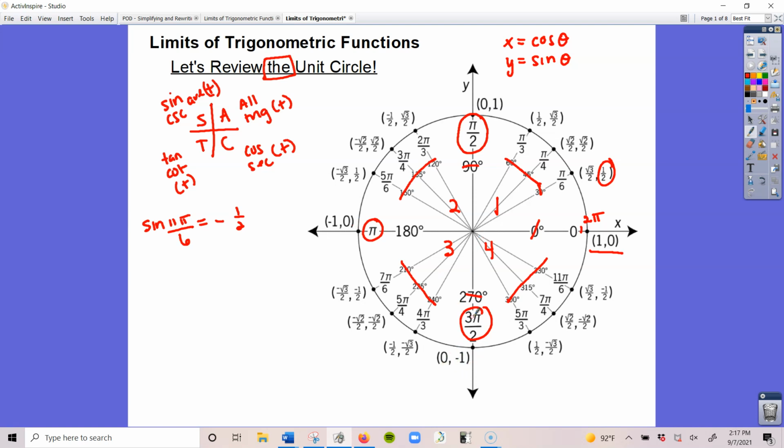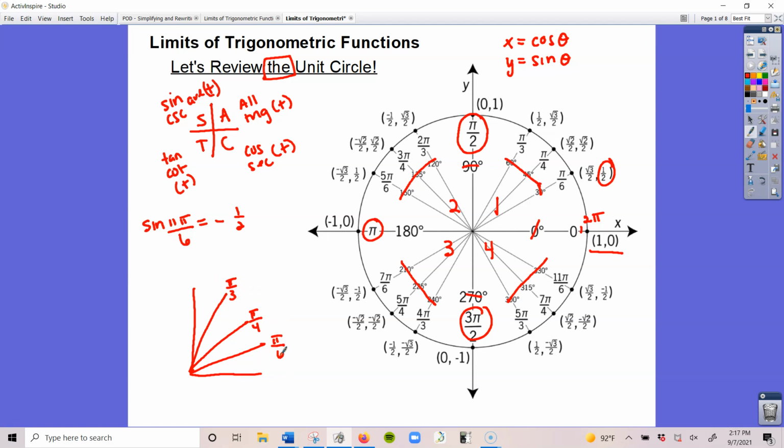So that's how you can figure out those quadrantal angles. Now I just want to go over a neat little trick on remembering these coordinates. As long as you remember quadrant 1, this is pi over 6, pi over 4, pi over 3. So just remember 6, 4, 3.